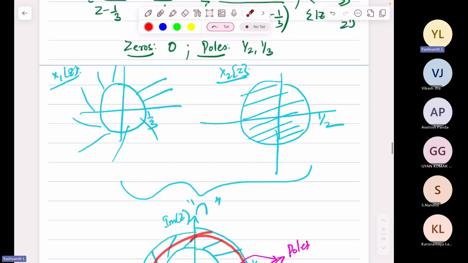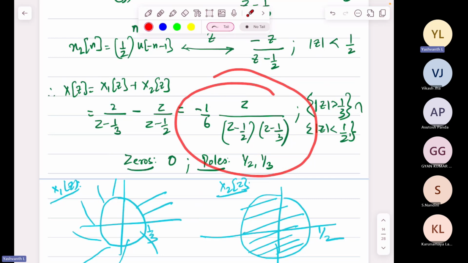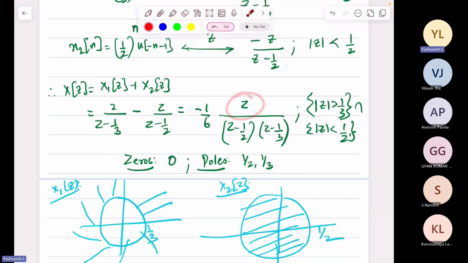And what are the poles and zeros? Go back to the expression for the Z transform. The numerator polynomial has only one z, so it has one zero, equal to 0. Poles are where the denominator polynomial equals 0. So the factors are z minus half and z minus 1 by 3. So the denominator goes to 0 at z equal to half and z equal to 1 by 3.